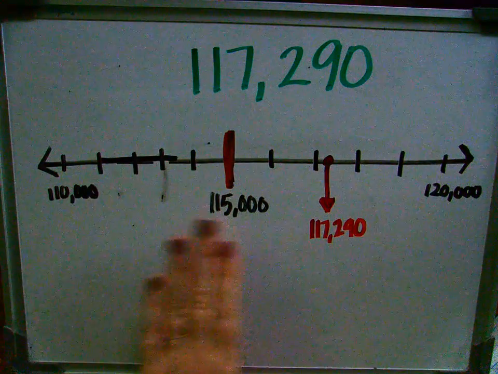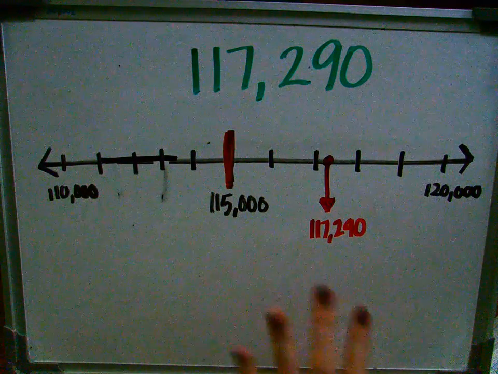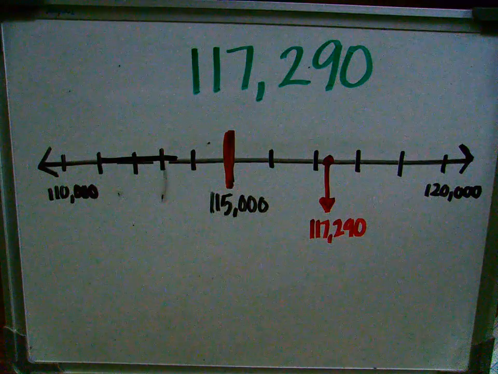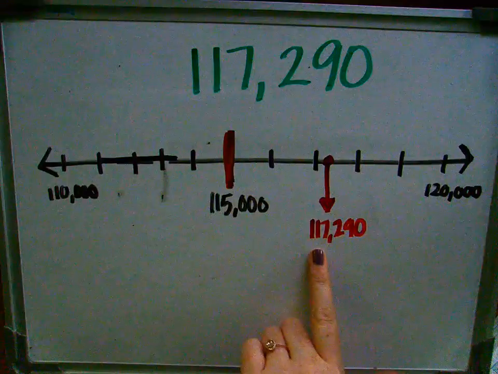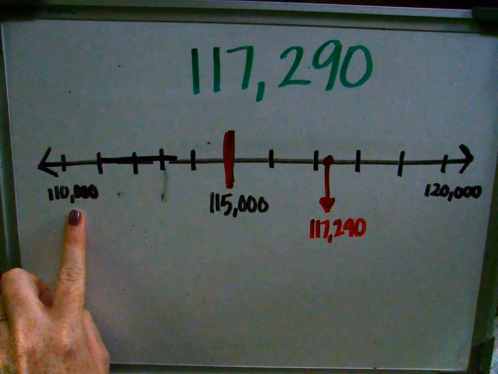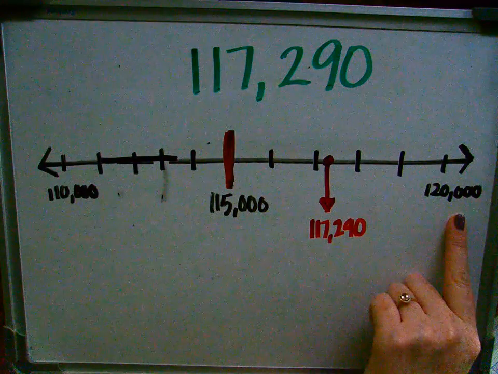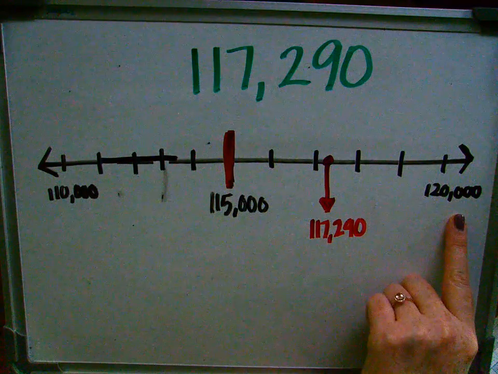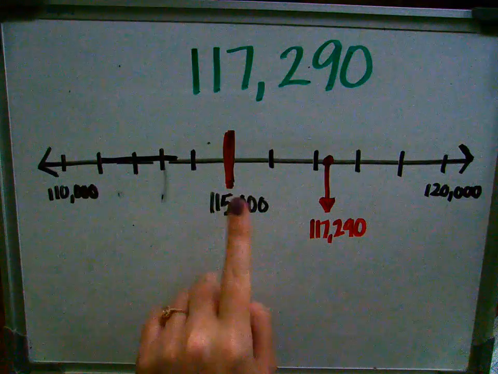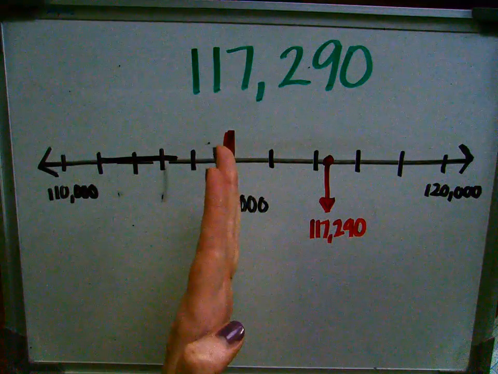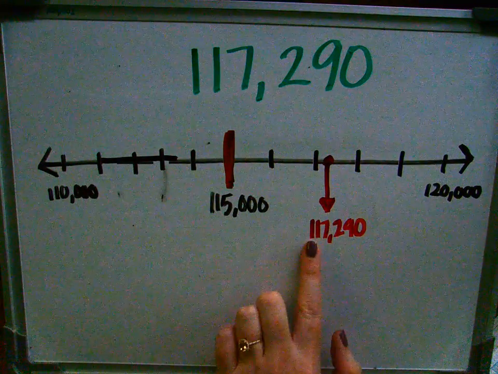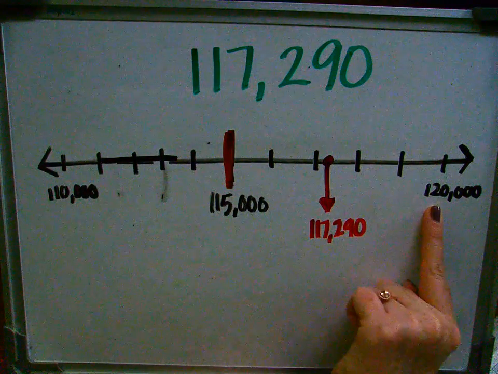All right, now I'm looking at my board again. This is the halfway point, and these are the two numbers that this number falls between. Now, just looking at it with your eyes, which number is 117,290 closer to? Is it closer to 110,000 or 120,000? It's closer to 120,000. You can see because it has passed the halfway point, which is, if it was right on the halfway point, it would be right halfway, and it wouldn't be closer to either. But it's past our halfway point, so we would say that it's closer to 120,000.